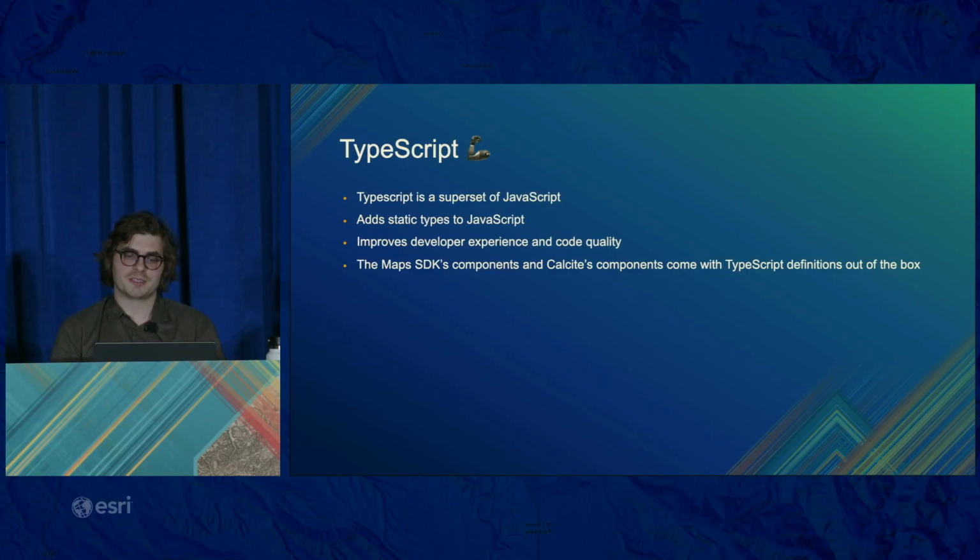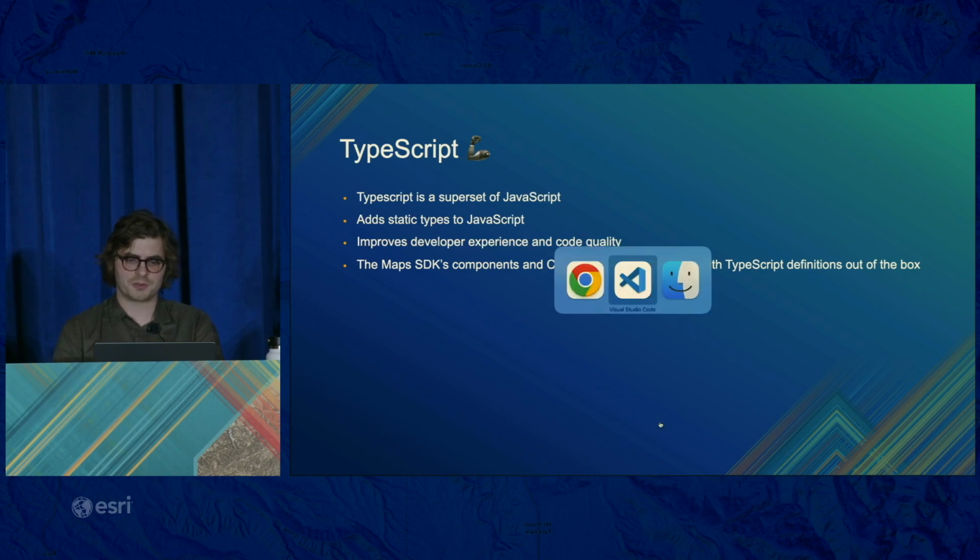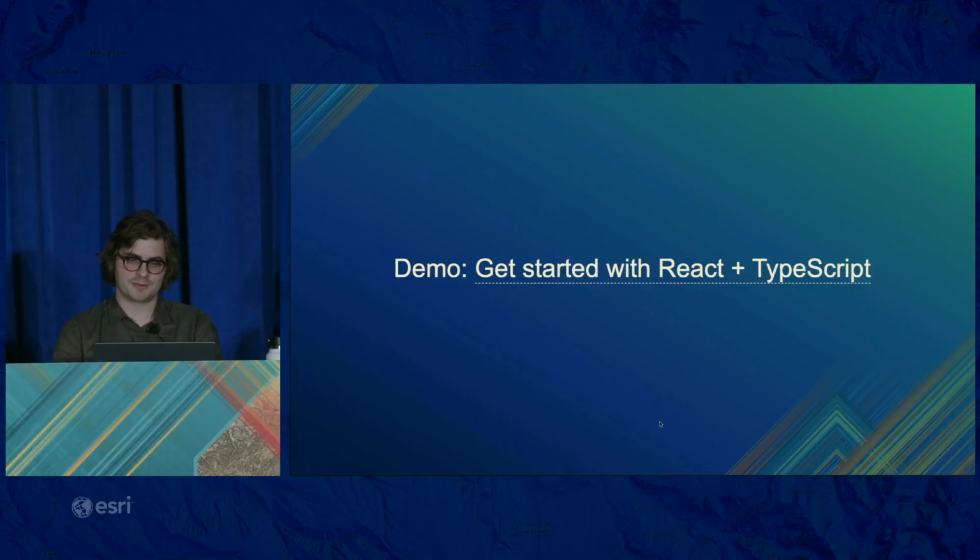And that's really nice. So if I write a function and I pass it off to Max, he knows what he needs to pass to the function for it to work correctly. And the IDEs will be able to handle those types and give validation errors to help the developer as they write. And I'll show that in a bit. And what's great is that the Maps SDK components and calcite components come with TypeScript definitions right out of the box. So I'm going to jump to a TypeScript demo.